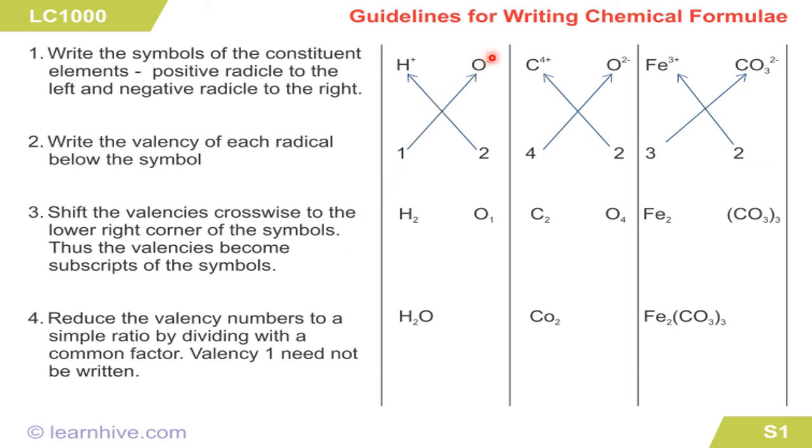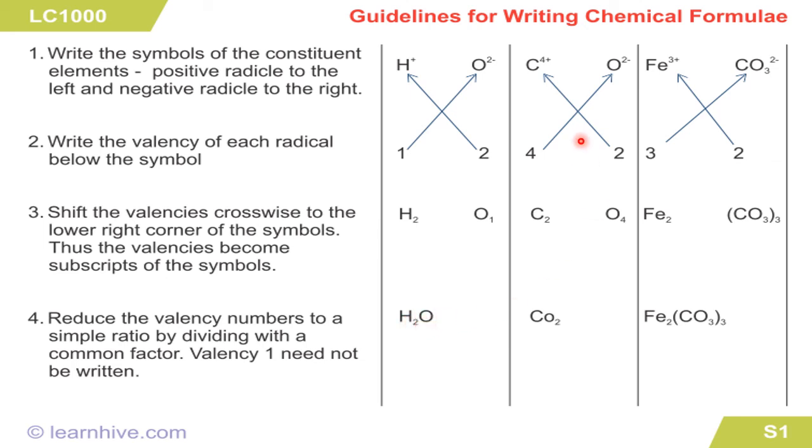So -2 will come here, right? 2. Don't write the charge. Once they react, the charge is nullified. Once they combine, the charge is nullified. Only write down how much charge there is. So O comes here, 1 comes here. So H2O1. Now you combine here H2O1. The 1 need not be written, it is understood. That's why I have written H2O. This is the chemical formula for water.